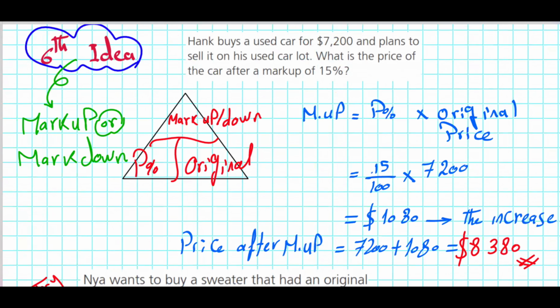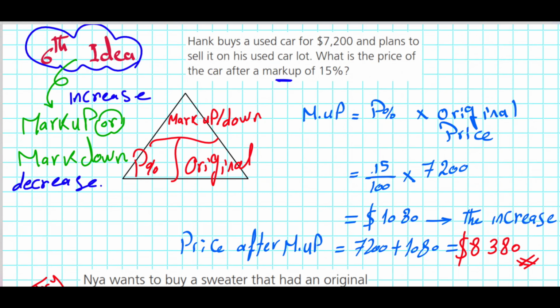Now we move to the sixth idea, which is about the markup or markdown. Another word or different words, increase or decrease. Okay, Hank buys a used car for $7,200 and plans to sell it on his used car lot. What is the price of the car after a markup of 15%? So he increased his price by 15%. So it was a markup.